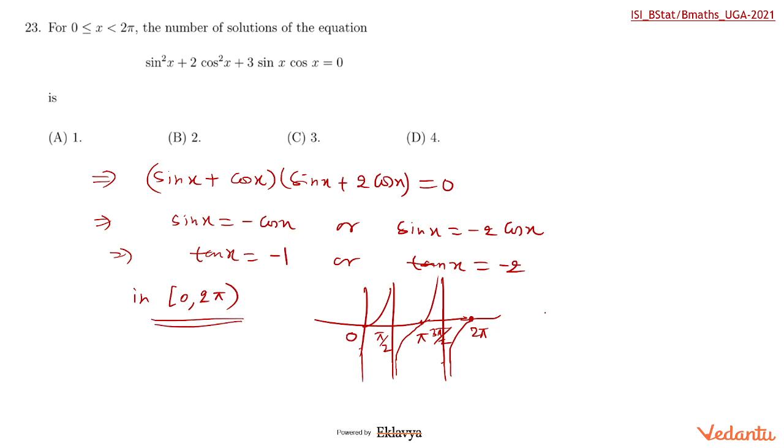And tan x equal to minus 2 also has two solutions, in the second and fourth quadrant. So tan x equal to minus 1 and tan x equal to minus 2, that is y equal to minus 1 and y equal to minus 2. There are total 1, 2, 3, 4 solutions. So there are a total of 4 solutions. The answer must be D. 23rd is D.